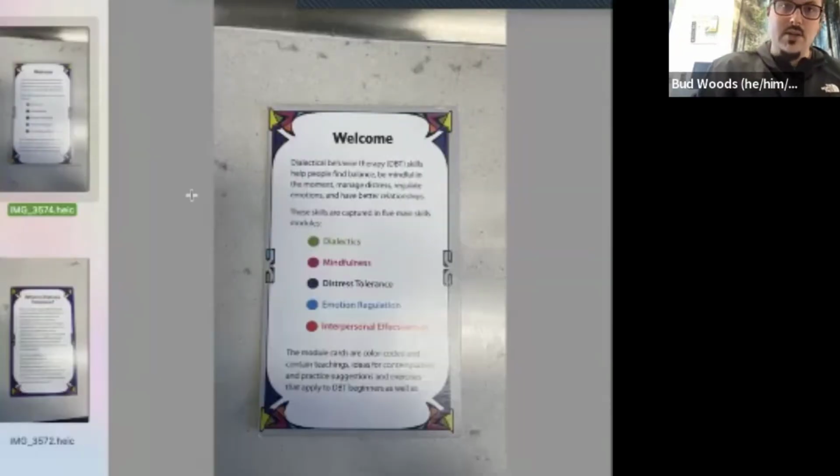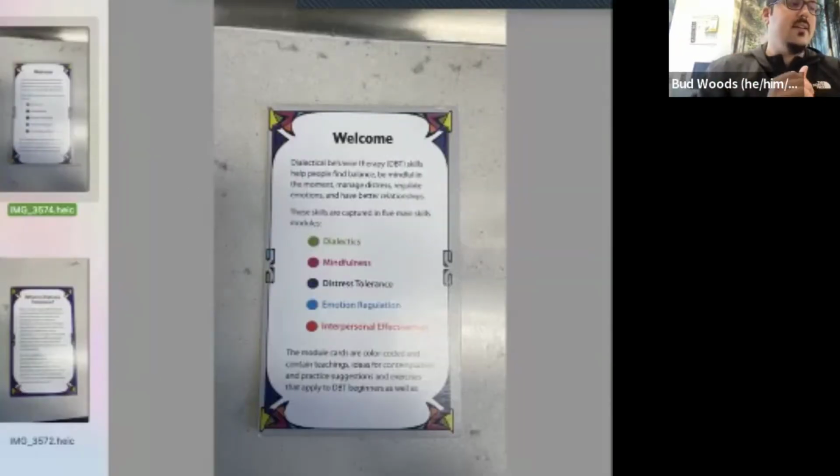Wanted to change it up a little bit and switch from the CBT deck over to the DBT deck, and this is from Dialectical Behavioral Therapy. What I'm going to go ahead and do is share my screen briefly to go over some of these cards.